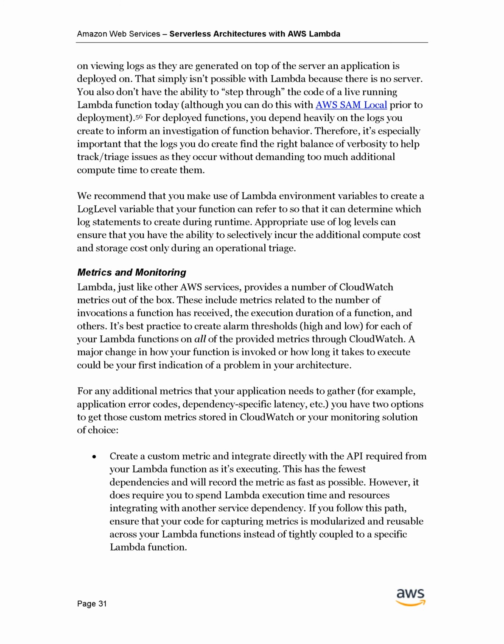For any additional metrics that your application needs to gather, for example, application error codes, dependency-specific latency, etc., you have two options to get those custom metrics stored in CloudWatch or your monitoring solution of choice. Create a custom metric and integrate directly with the API required from your Lambda function as it's executing. This has the fewest dependencies and will record the metric as fast as possible. However, it does require you to spend Lambda execution time and resources integrating with another service dependency. If you follow this path, ensure that your code for capturing metrics is modularized and reusable across your Lambda functions instead of tightly coupled to a specific Lambda function.